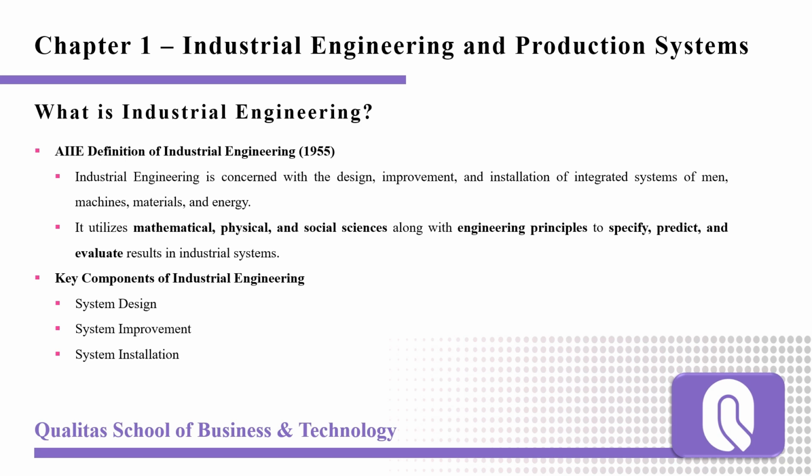Now let's talk about what industrial engineers actually do. We work with three main activities: system design, improvement, and installation. Let me give you a practical example. When I help set up a new production line, we first design the entire system on paper. That's system design. Then during the implementation, we have to make adjustments based on real world conditions. That's system improvement.